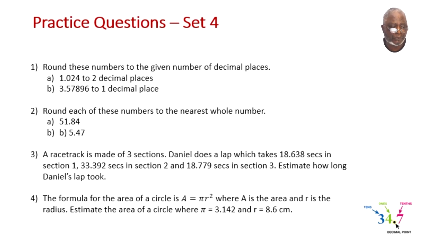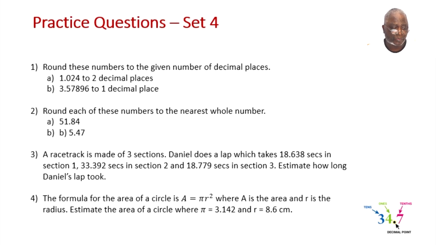Practice question set 4. Round these numbers to the given number of decimal places. A. 1.024 to 2 decimal places. B. 3.57896 to 1 decimal place. Don't forget, find the decider before you do it. Question 2. Round each of these numbers to the nearest whole number. Again, the decider will be the first decimal place.